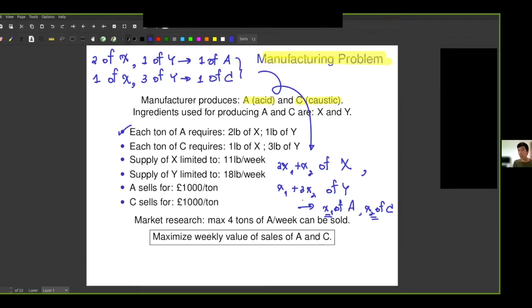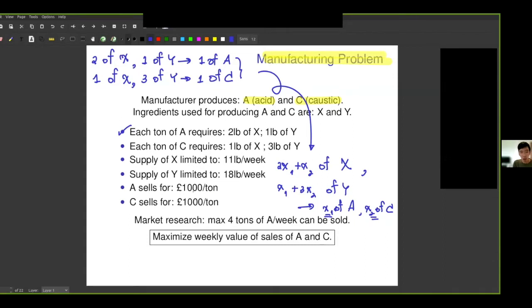But the question also says that I don't have an infinite amount of this either, because these raw materials X and Y need to be purchased from somewhere. They need to be supplied from the supplier, and the question says that we have a limited supply. For the raw material X, we can acquire only 11 pounds in a week, and for the raw material Y, we can only acquire 18 pounds in a week also.